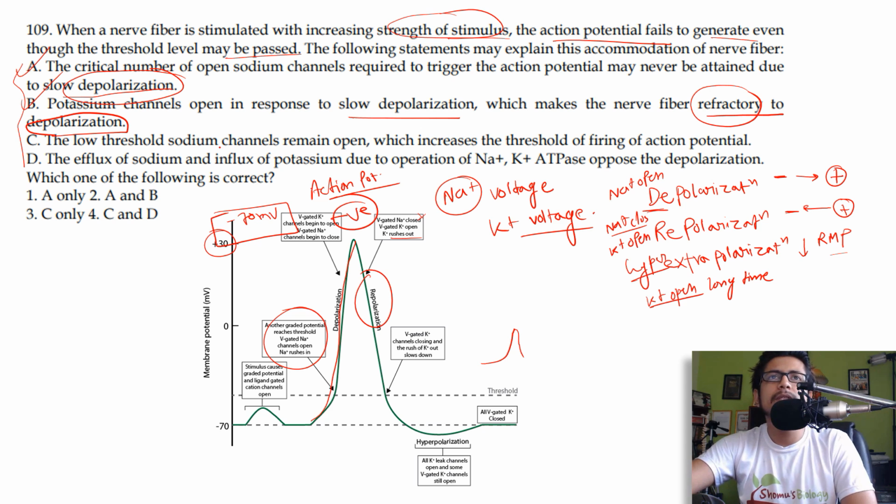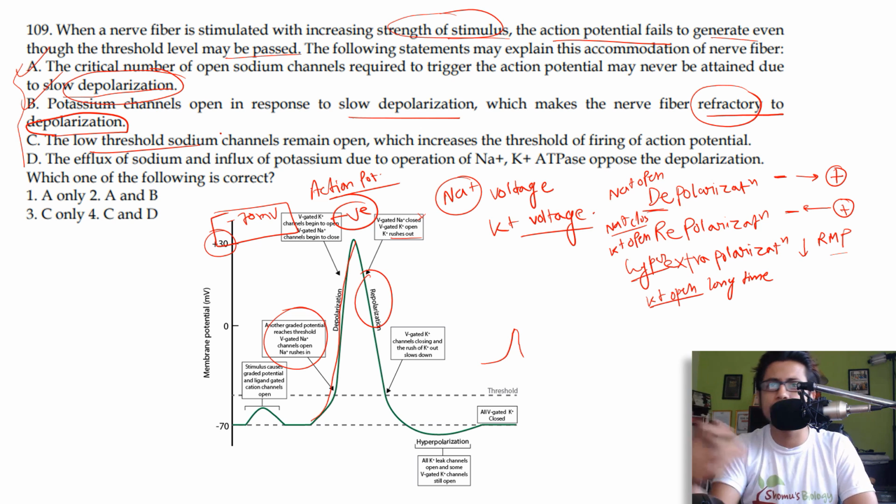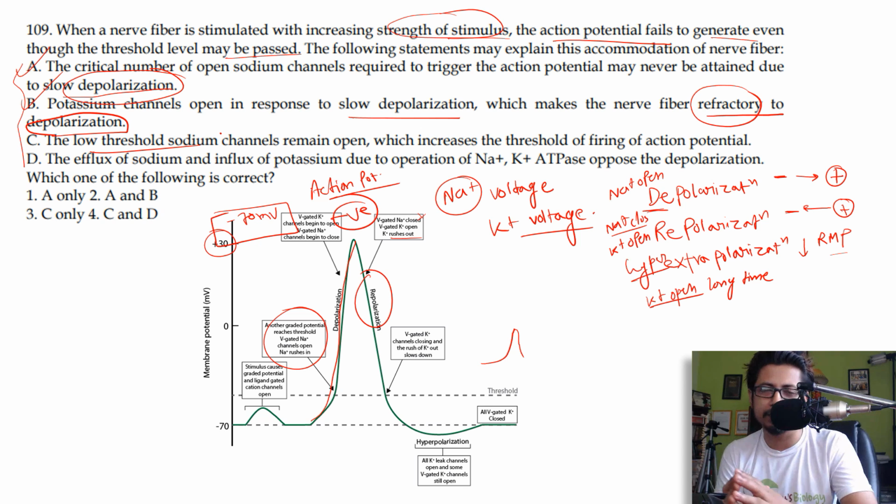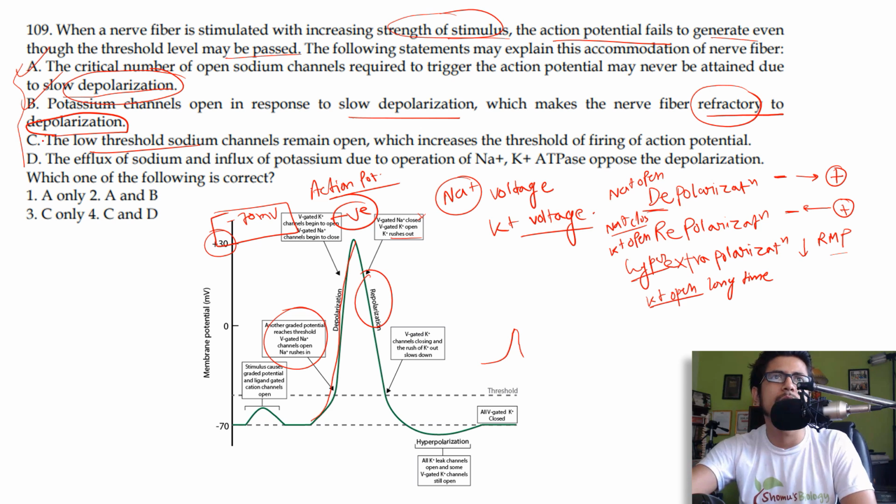The next statement: the low sodium threshold channels remain open when there is an increase in the threshold of the firing of action potential. There is no low threshold or high threshold of sodium channels. The nerve impulse is an all or none event, so either the channel will open or close. And the fourth one: the efflux of sodium and influx of potassium due to operation of sodium potassium ATPase opposes the depolarization. Definitely not true.